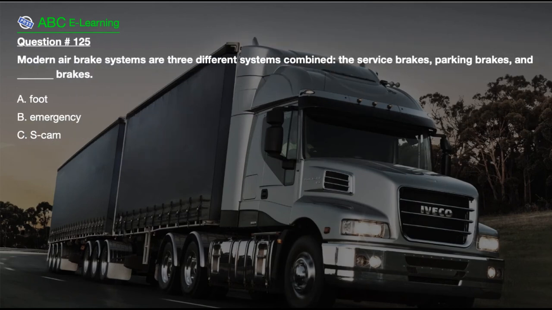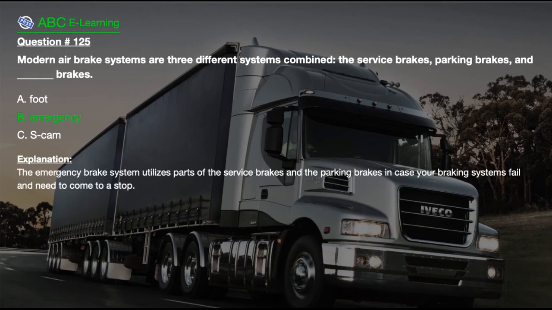Question number 125. Modern air brake systems are three different systems combined: the service brakes, parking brakes, and brakes. A. Foot. B. Emergency. C. S-cam. The correct answer is here. B. Emergency. Explanation. The emergency brake system utilizes parts of the service brakes and the parking brakes in case your braking systems fail and you need to come to a stop.